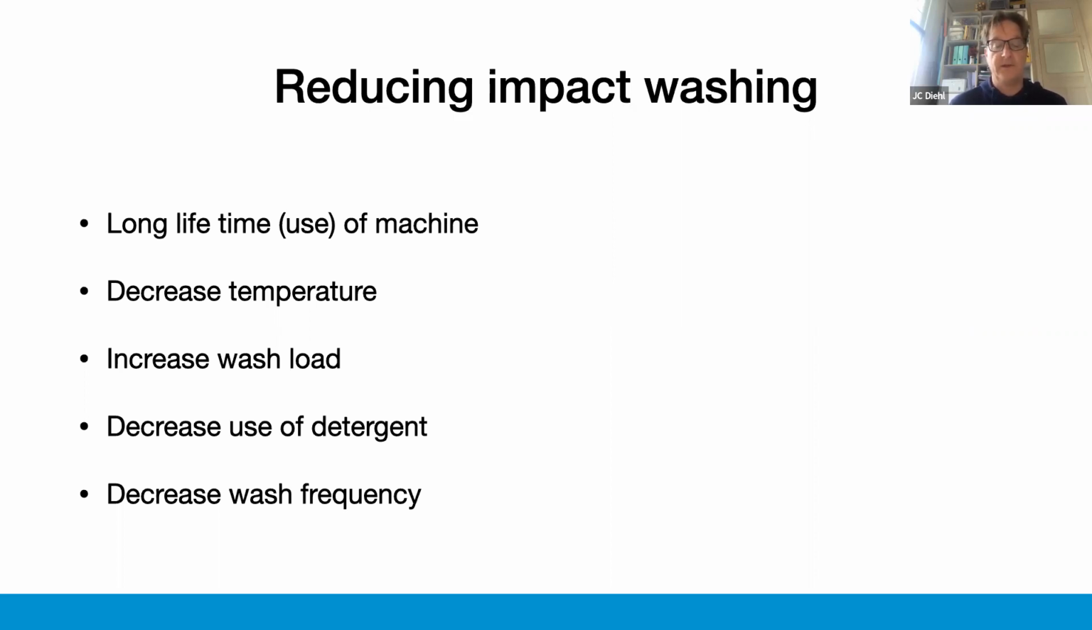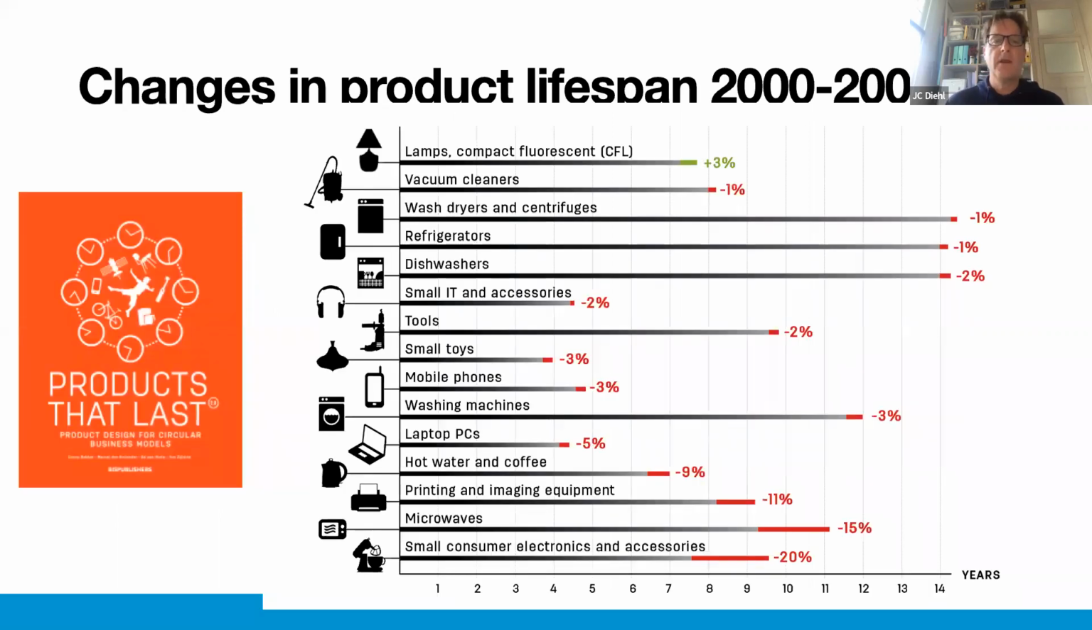The next thing could be to decrease the use of detergent and to decrease the amount of wash cycles, the frequency we do with our clothes in a week or in a year. But first, you should look at this picture from the book we published before, Products That Last.